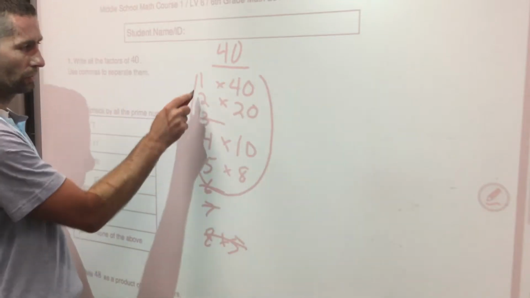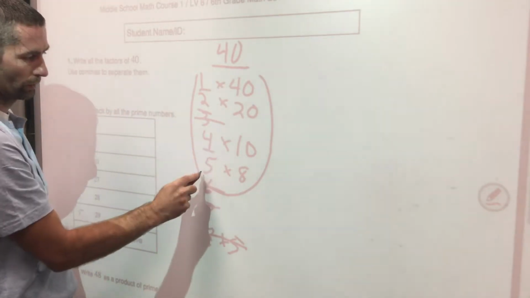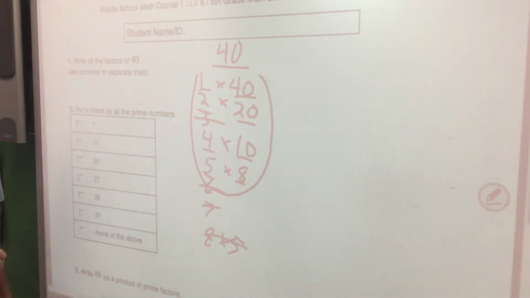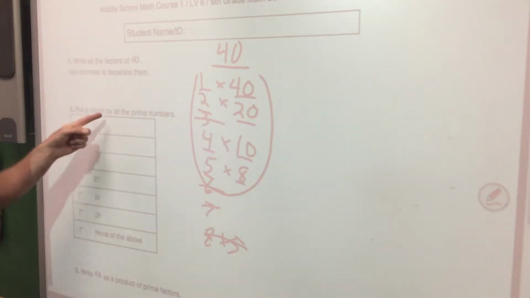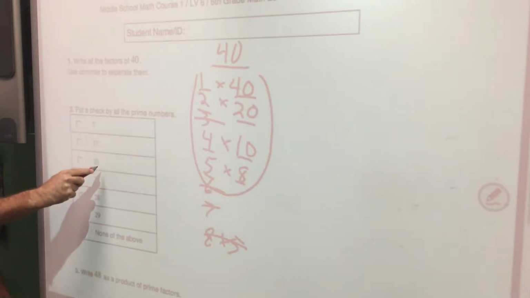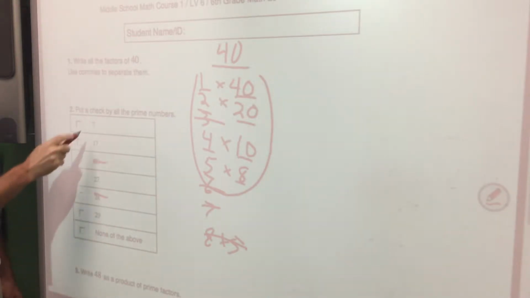These are my factors, 1, 2, 4, 5, 8, 10, 20, 40. That's the answer to question 1. Question 2, put a check by all the prime numbers. Prime numbers, the only factors are 1 and me. So even numbers have a factor of 2, so it can't be any of the even number ones.